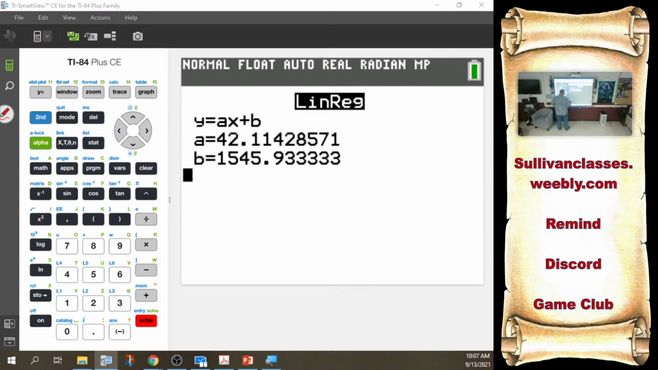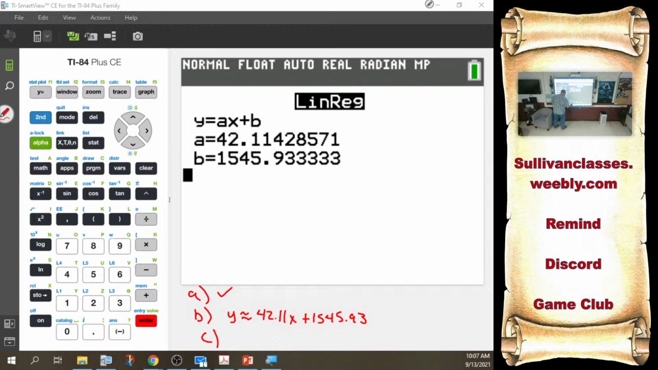So part A, all I wanted was put the stuff in the calculator. Part B, write the equation that represents the line of best fit. Y is, well, I suppose Y is about 42.11x plus 1545.93.